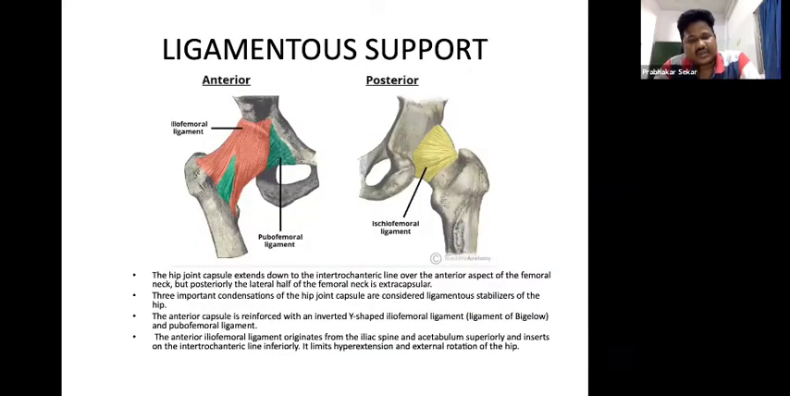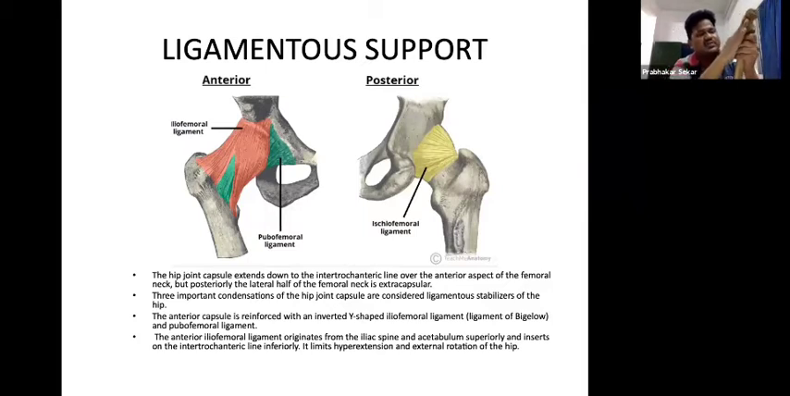Coming to the ligamentous support, here the capsule, mostly the hip joint capsule, anteriorly extends from the ilium up to the intertrochanteric line. So it ends at the intertrochanteric line anteriorly. Posteriorly, what about the posterior aspect? It ends just before the intertrochanteric crest. That is, only the lateral part is uncovered, so the medial part is covered.